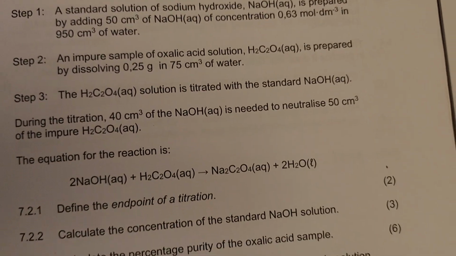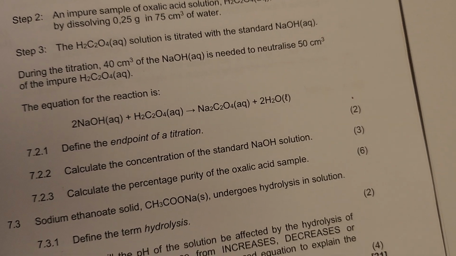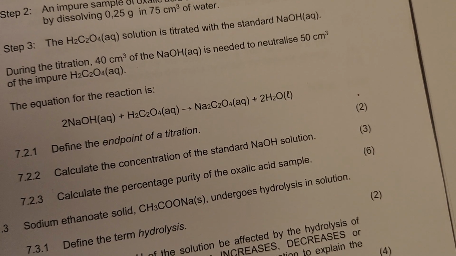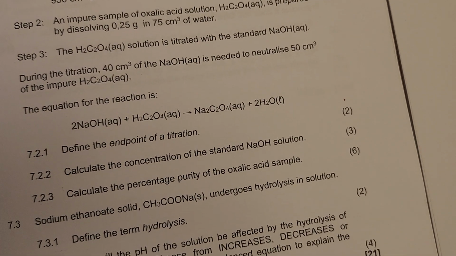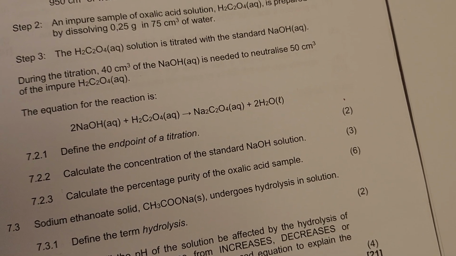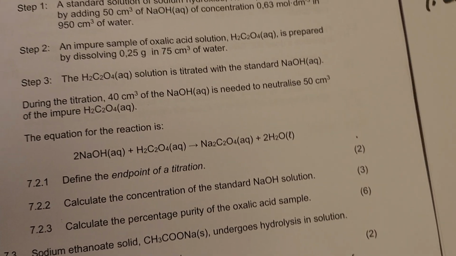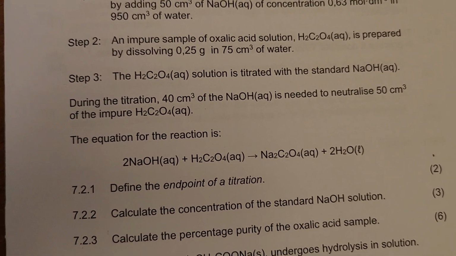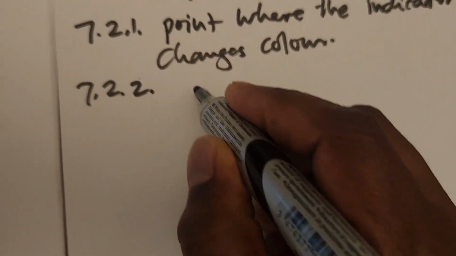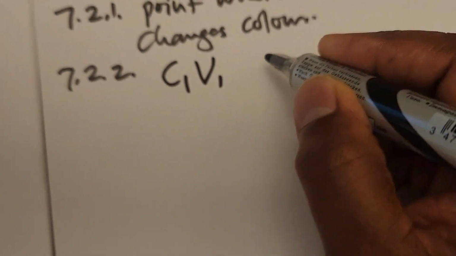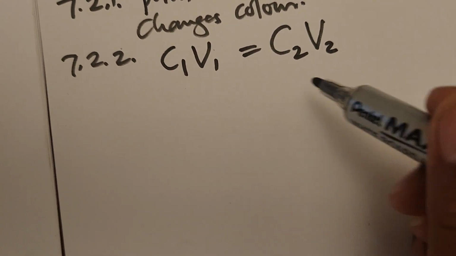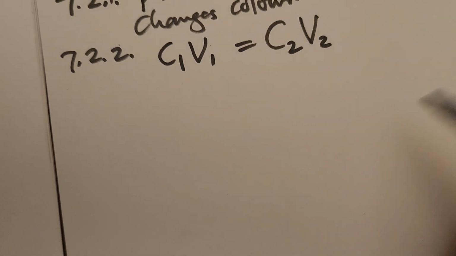So the standard solution is prepared by adding 50 of the solution of sodium hydroxide to 950, and the first volume of sodium hydroxide will be 50, and the second volume of the diluted solution now with a known concentration, that's what we are calculating, it will be 1000 cubic centimeter. So we are using dilution here, so we can just write C1 V1 equals C2 V2. Others write CI VI equals CF VF, no problem.